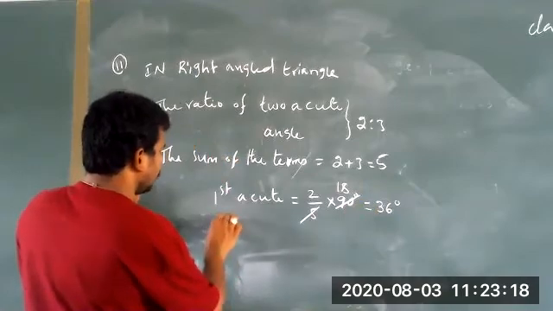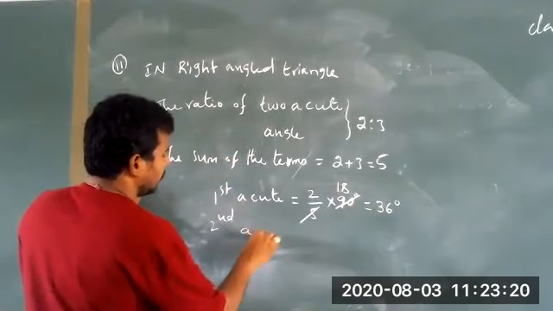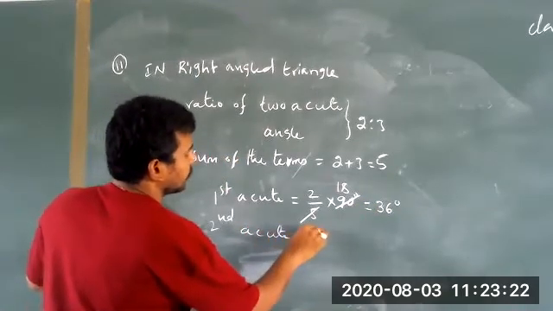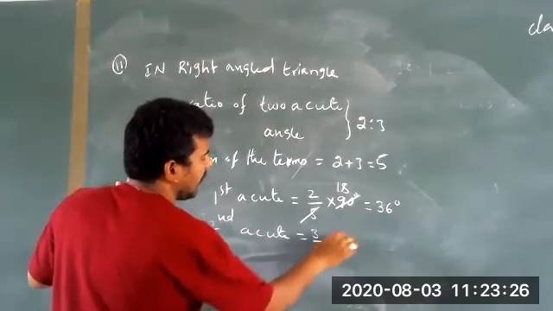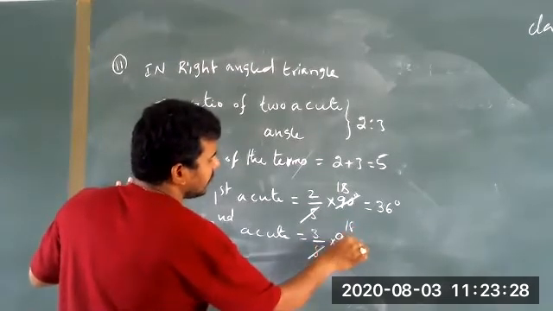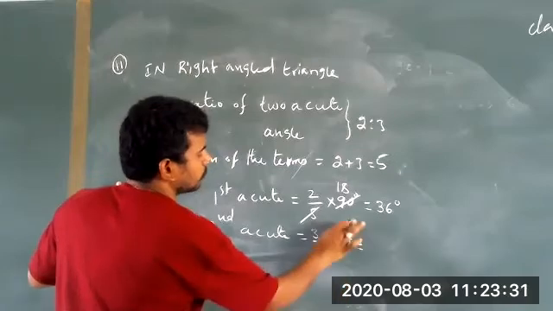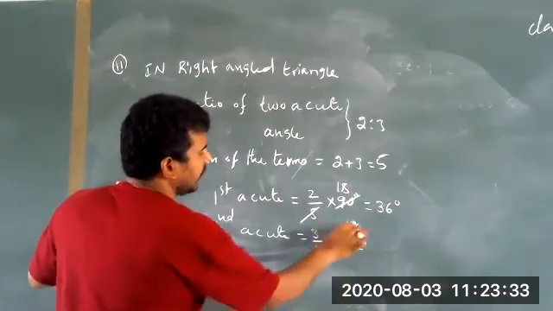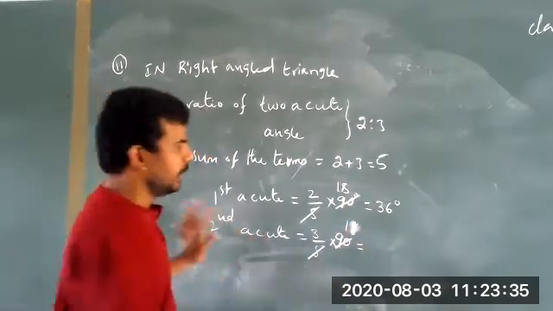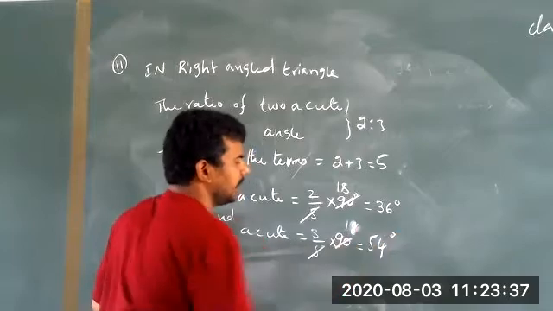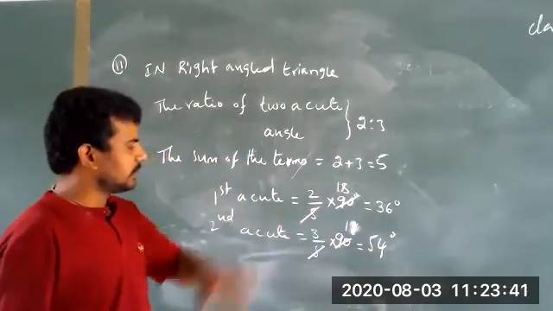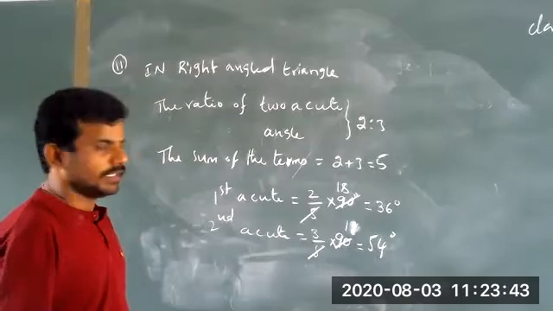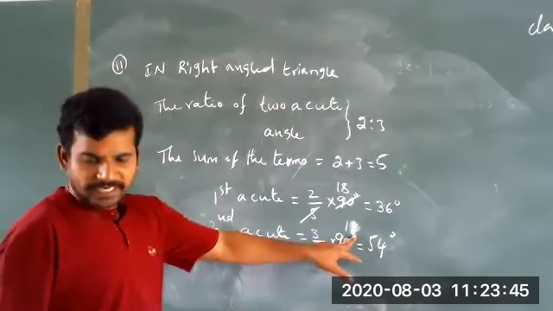Now second acute angle equal to 3 by 5 into 90. This 5 in 90, 18 times. So 3 18s, how much, children? 54. How many degrees? 54. So first acute angle 36. So second acute angle equal to how many degrees? 54.